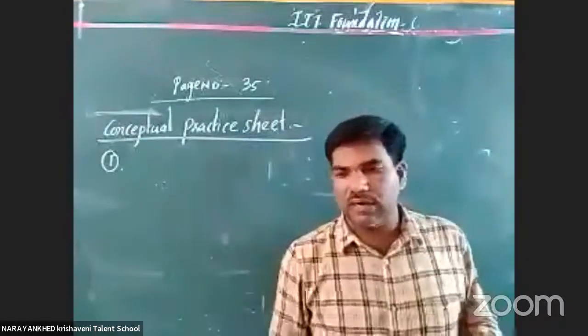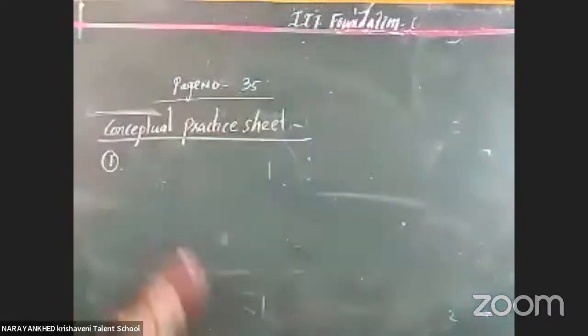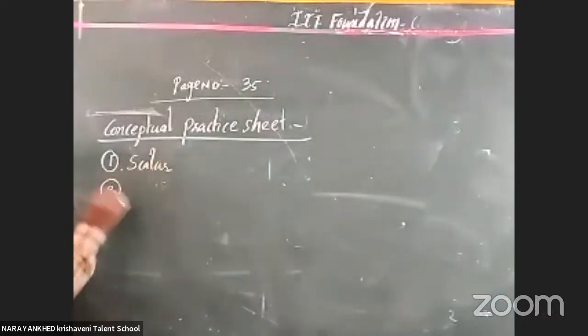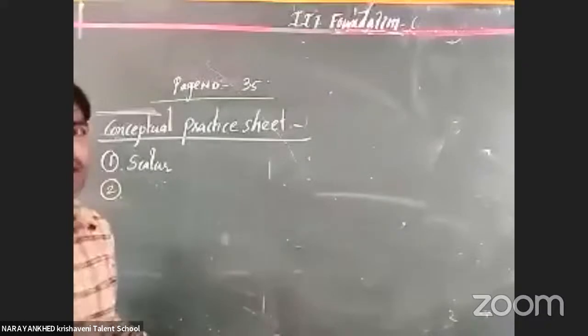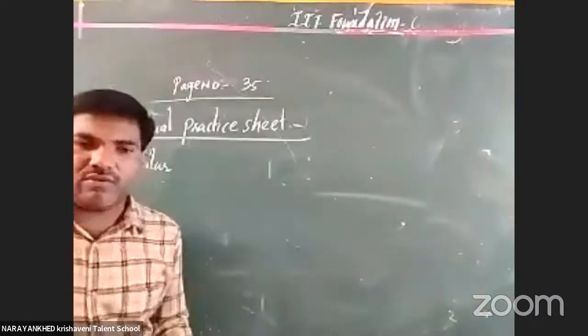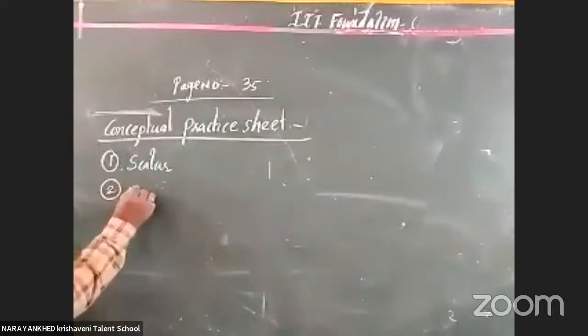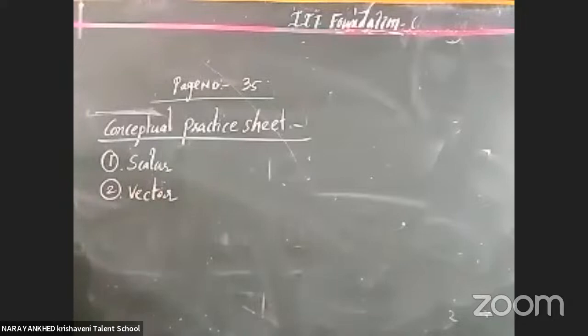Yeah, we already discussed it just now, that is the scalar. Next, second one: physical quantity having both magnitude and direction is called what? Vector. It is called a vector.